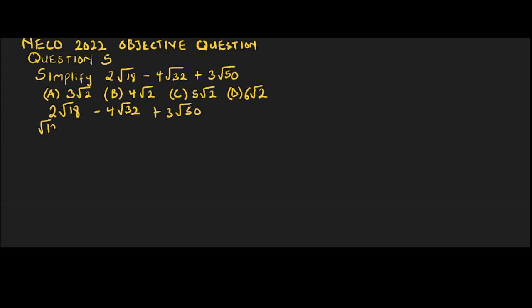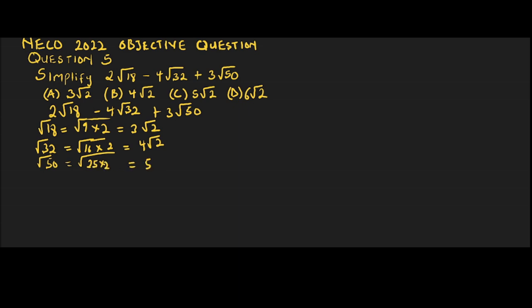That is, root 18 in the basic form is root 9 times 2. That is 3 root 2. Then we have root 32. Root 32 in the basic form is root 16 times 2. This is going to give us 4 root 2. Then we have root 50. Then that's going to give us root 25 times 2. And that's going to give us 5 root 2.